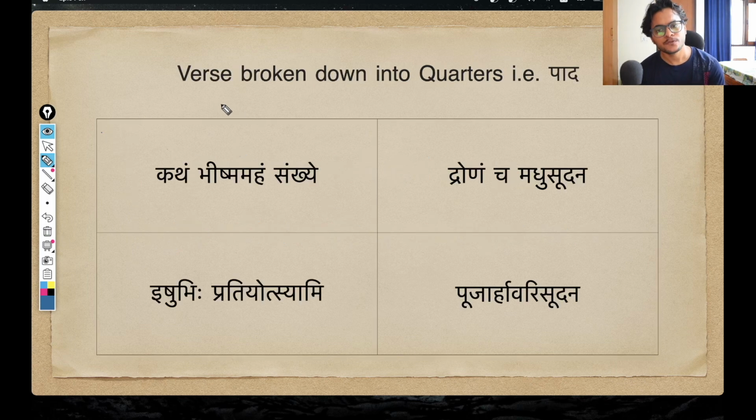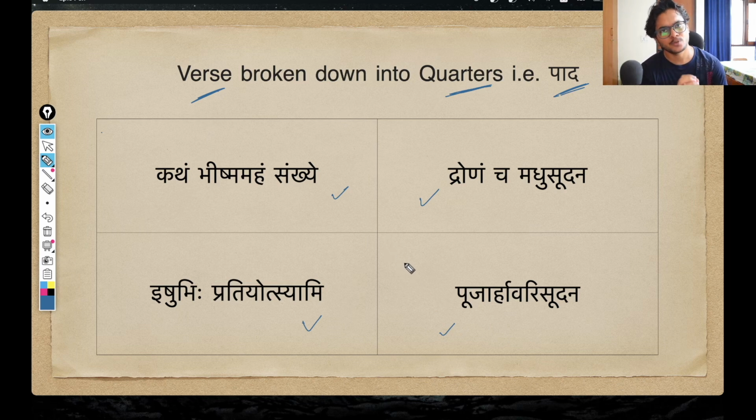So the first step is to break the verse down into quarters, or in Sanskrit, pada. See what I've done. The same Sanskrit verse I have broken down into 4 equal quarters. Katham Bhishmamaham Sankhye, this is one. Then Dronamacha Madhusudana, this is another. Ishubhihi Pratiyotsyami, this is the third quarter, third pada. And then you have Pujarahavari Sudana. This way the entire Sanskrit verse is divided into 4 quarters.